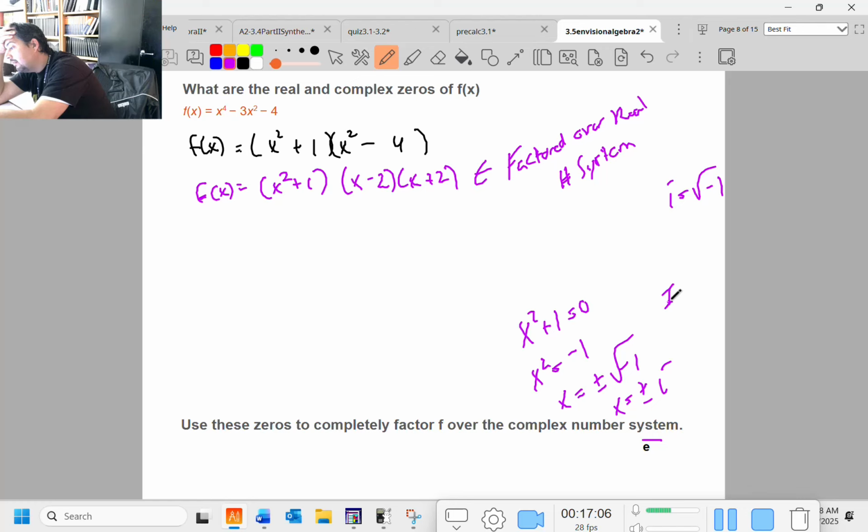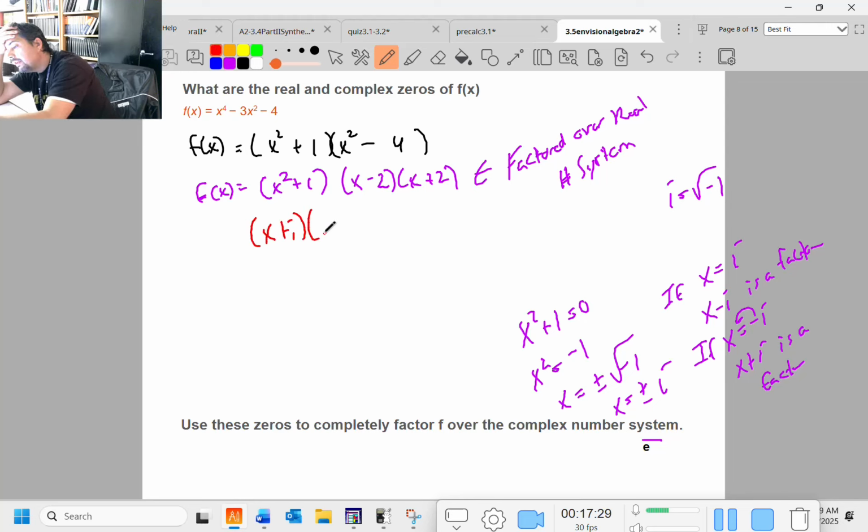Now, if x equals i, x minus i is a factor. If x equals -i, x plus i is a factor. So x plus i and x minus i are the 2 complex factors created from that one. And then you have your remaining factors that you already figured out. I love this stuff.